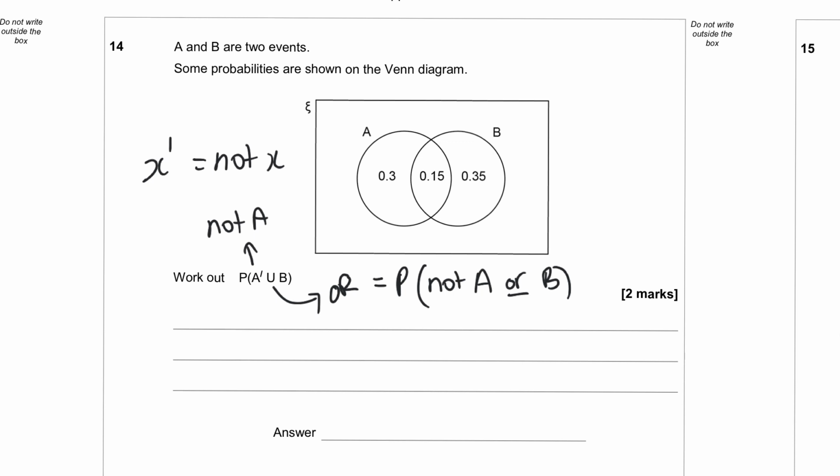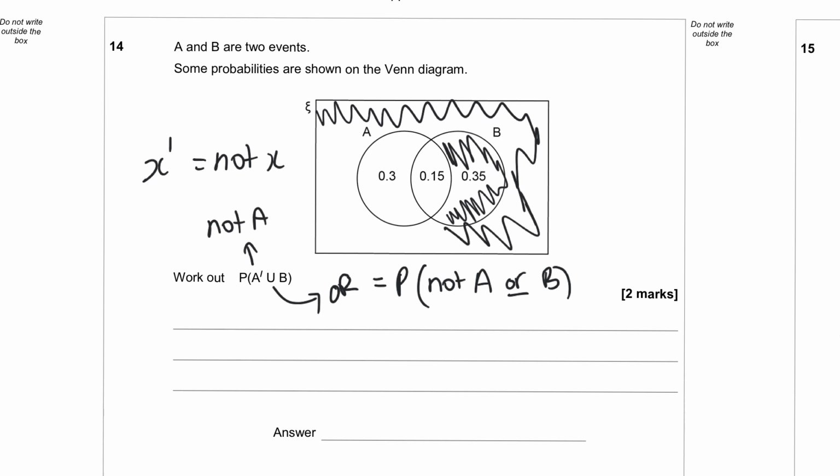So not A. If I'm going to shade the parts that are not A, where A is this circle here, that's going to include all this space plus all the outside. And then because it's a probability of or, it's going to include the probabilities of the not A's plus the probabilities of the B. So if it's the A or the B, we've already got the B here.